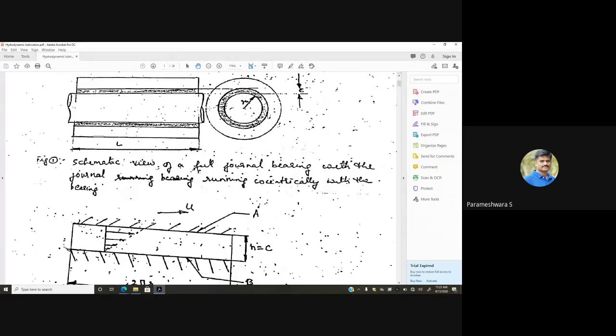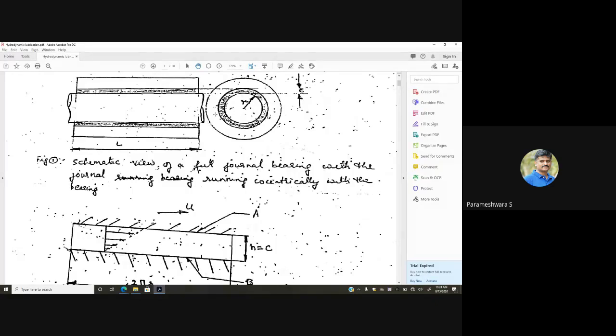Second, the viscosity of the lubricant between the journal and the bearing block is very high, tending to infinity. Third, the speed of the journal is infinity. So the journal should run at infinite speed.